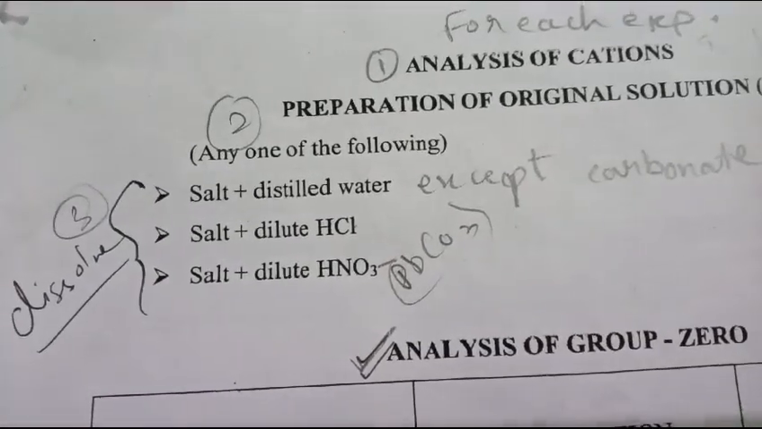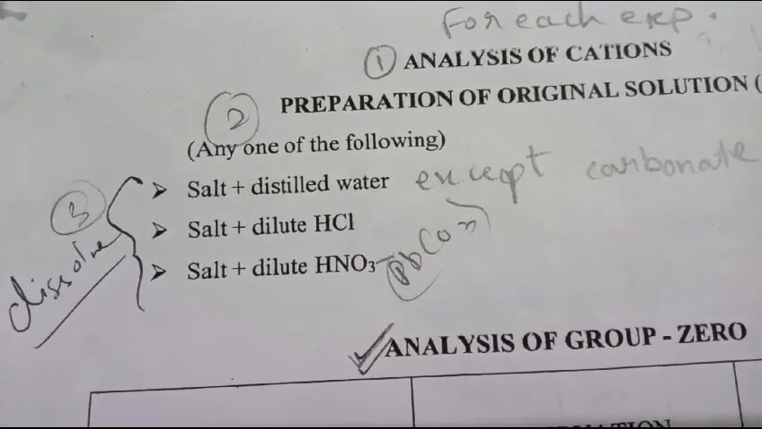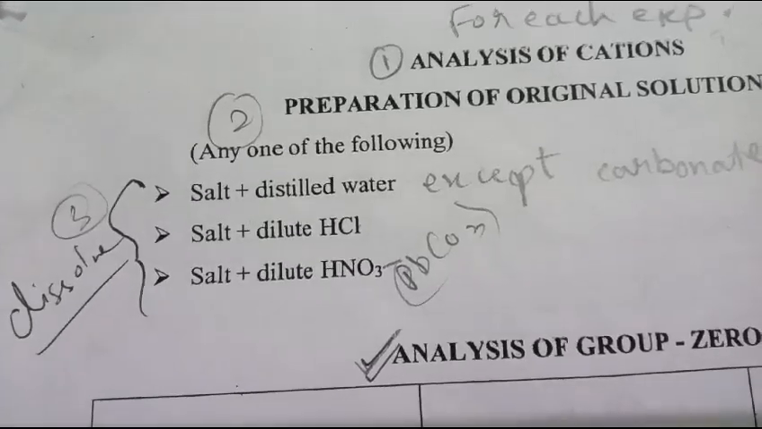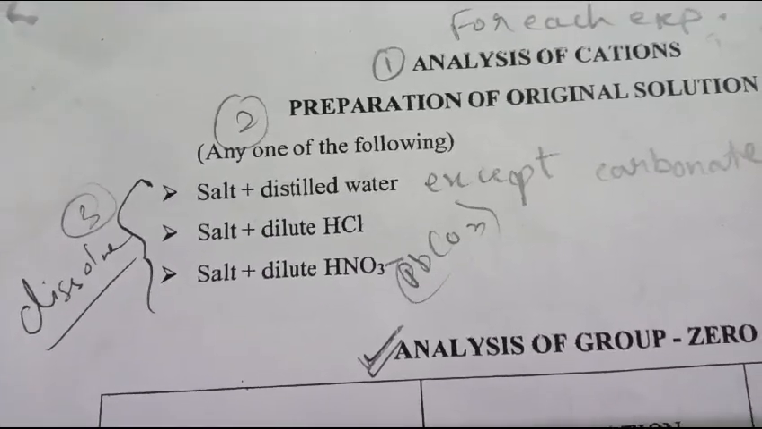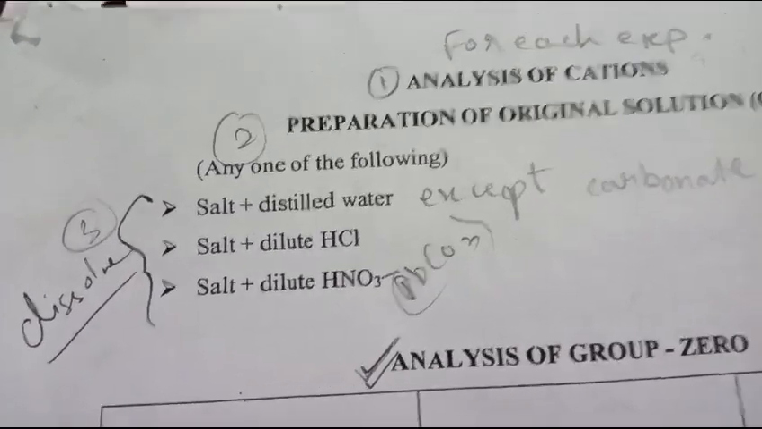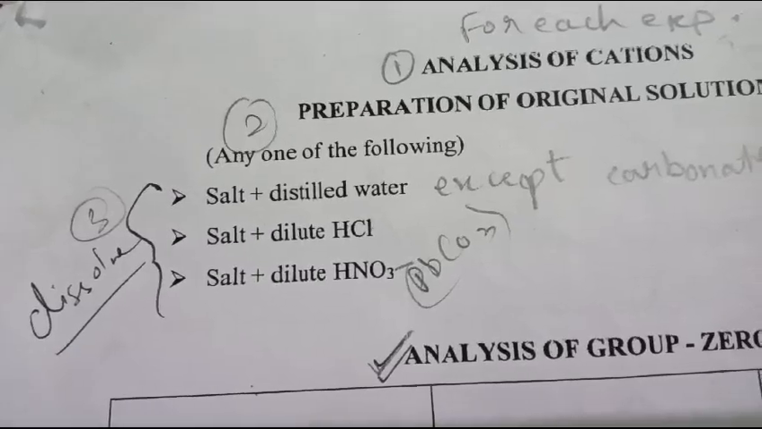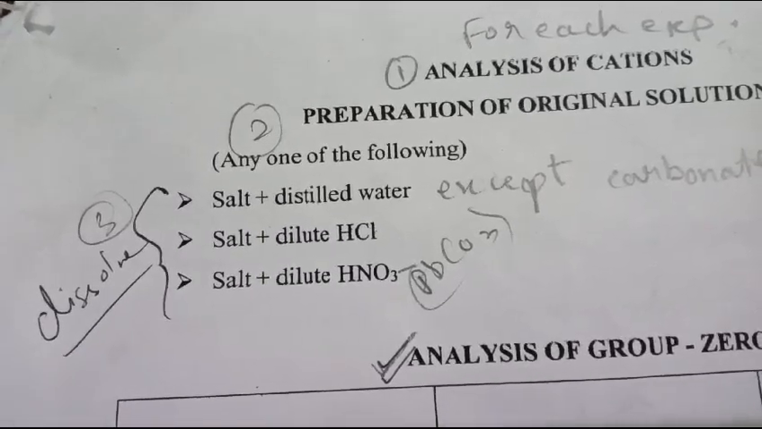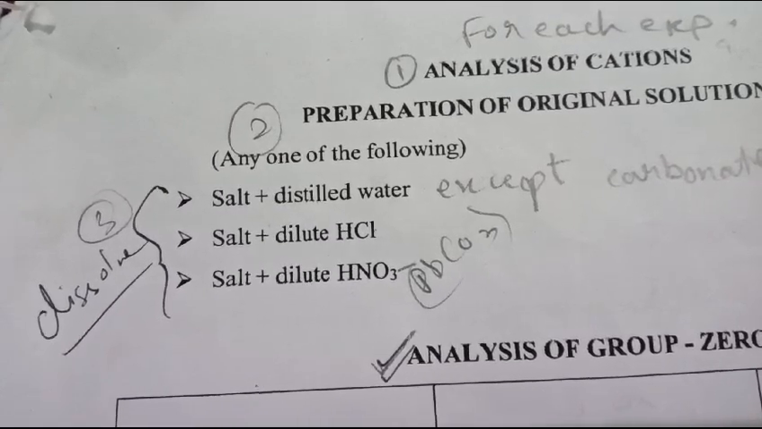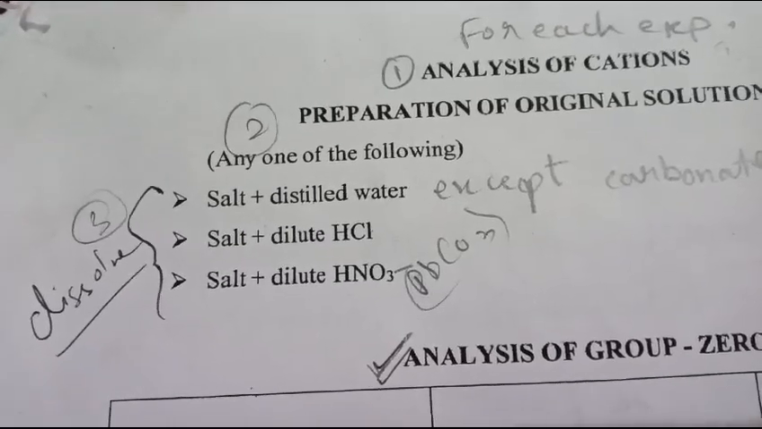For cations, we have to prepare the original solution. There are three methods; follow any one, and you will find that your salt will dissolve in one of them. Take a test tube, add 1 or 2 spatula of the salt, add distilled water. If it dissolves, okay, and if not, then proceed with the other two methods in the same way.